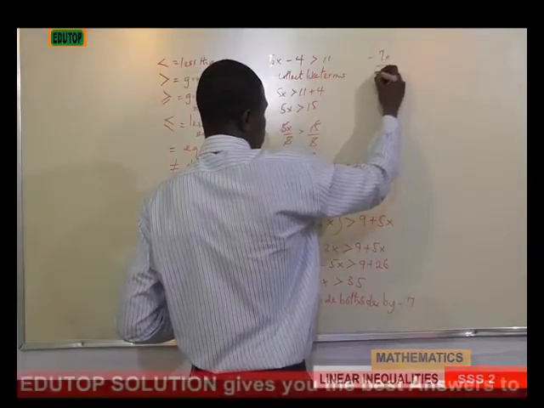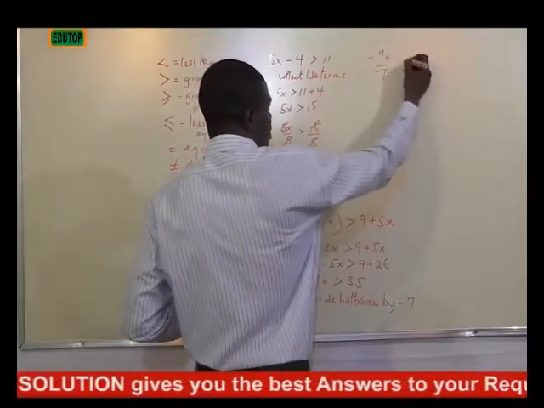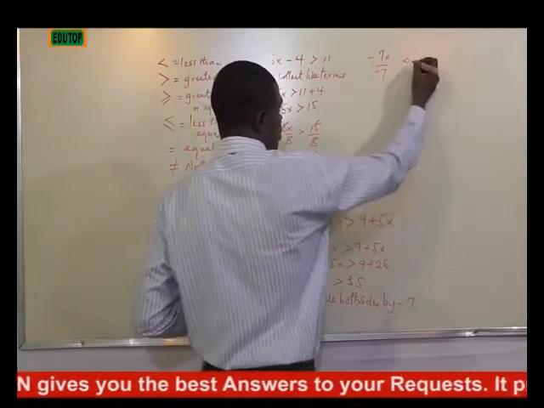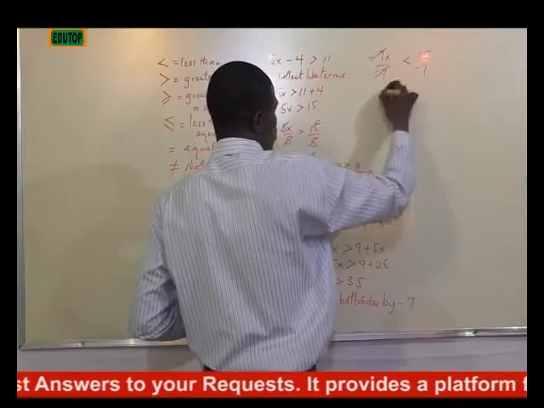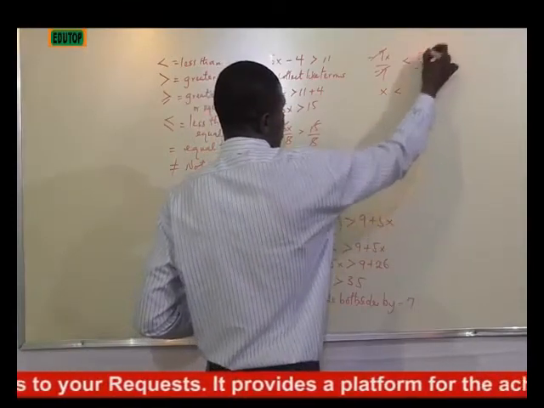Look at what happens here. You have this changing, the symbol changes. Then you have this divided by minus 7. So automatically this one cancels this. You have x less than, this is 5.